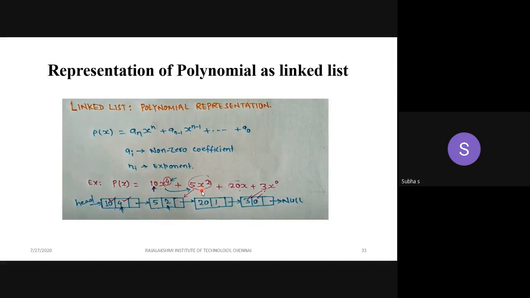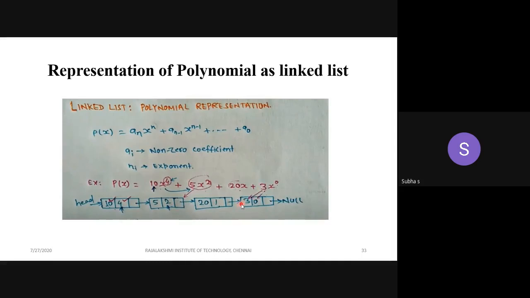Now move to the next element. You are having what? 5x square. The coefficient should be placed first and then what? Exponent. Don't put it in the reverse way. The logic won't work because you are going to compare the second field only of 2 polynomials. If both the second fields are equal, you have to add the coefficient. Got it? Now, what is the next element? 20x. So 5x square is connected to the next element 20x. So 20 is the coefficient, x power 1. 1 is the power. Then it should be connected to the next element.